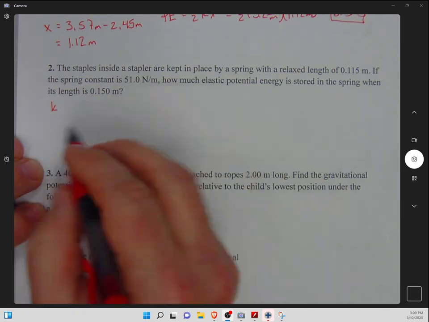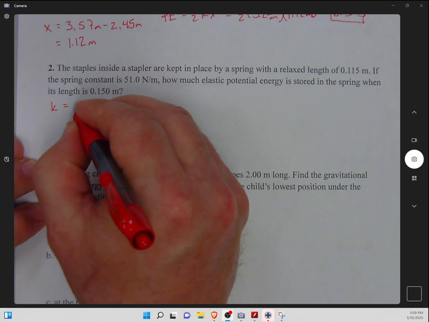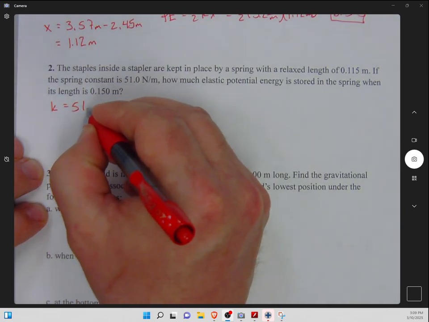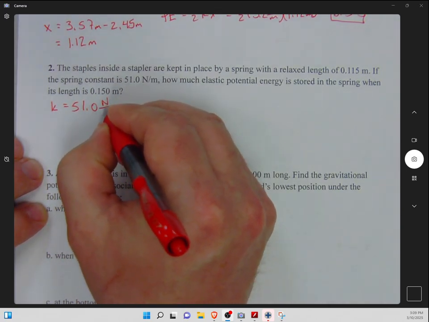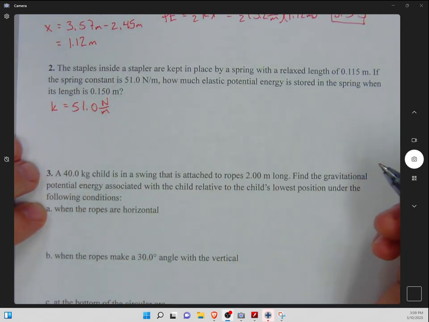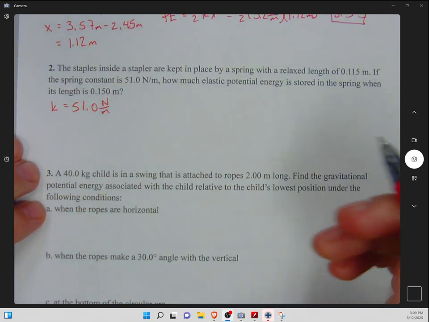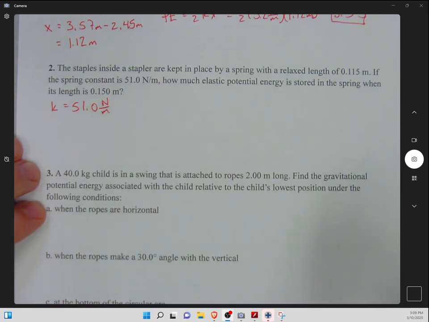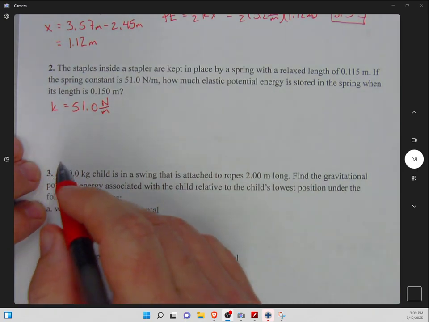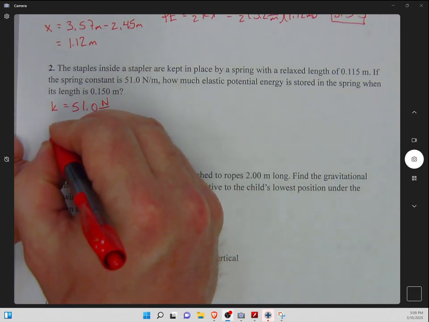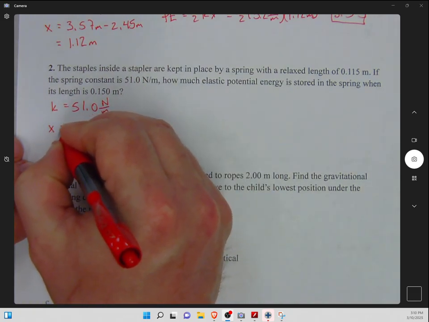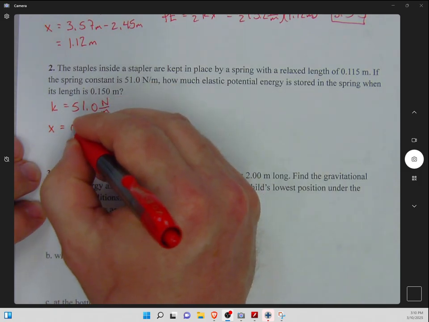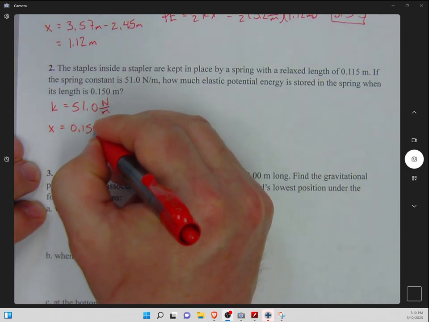Spring constant. Okay, where is it? Right there. This is something that is inherent to each spring based on its structure, based on its material type, how it's made. And so this is going to be unique to each spring. We also have the value for X. Remember, this is a difference.